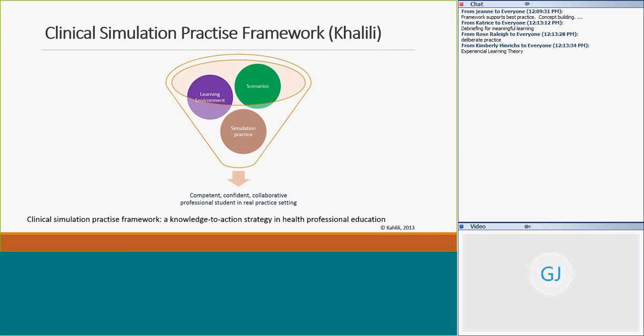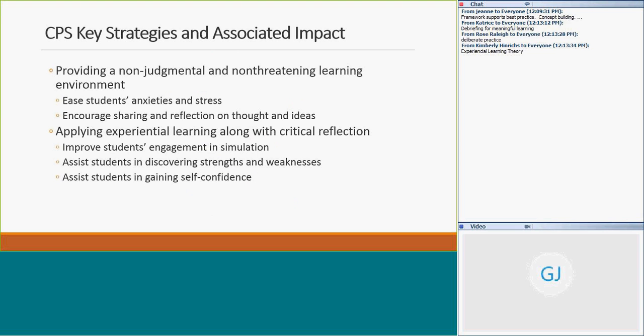The second simulation-specific framework or theory is Kaakinen's clinical simulation practice framework. We developed that experiential educational tool to assist students to integrate and apply theoretical knowledge and skills with critical thinking, clinical judgment, prioritization, problem solving, decision making, and teamwork skills. It involves three dimensions: the learning environment, the scenarios, and the simulation practice to develop that competent, confident, collaborative, professional student in the real practice setting.